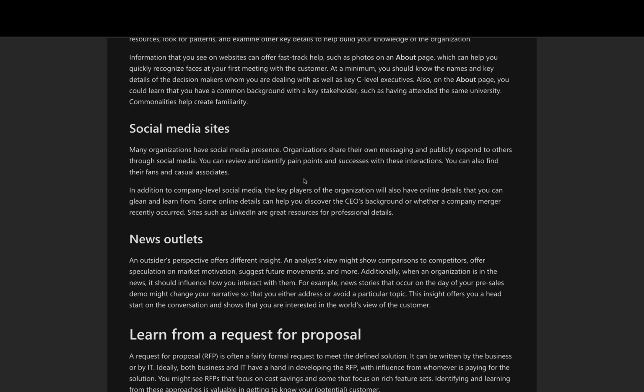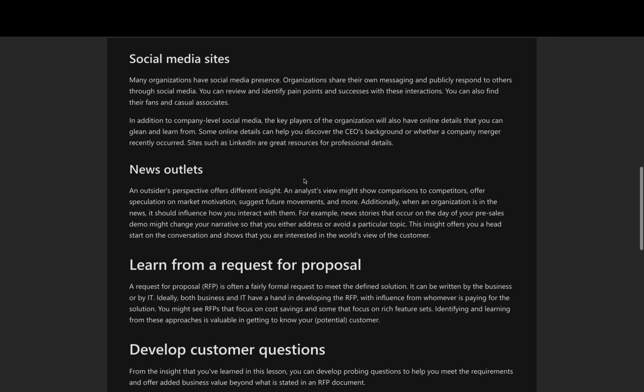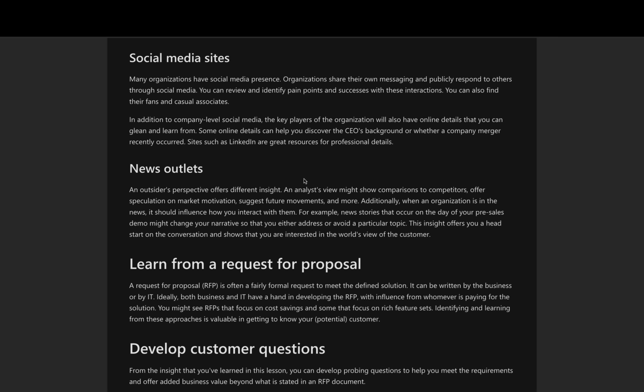Commonalities help create familiarity. Social media sites. Many organizations have social media presence. Organizations share their own messaging and publicly respond to others through social media. You can review and identify pain points and successes with these interactions. You can also find their fans and casual associates.